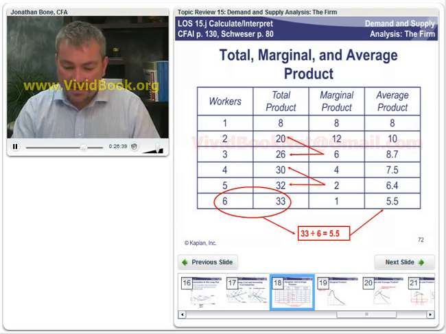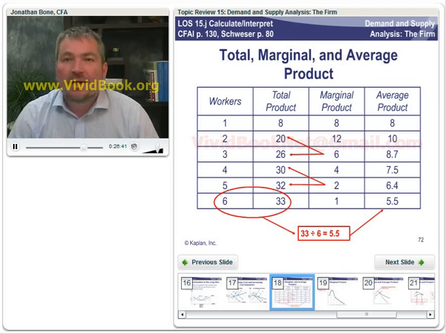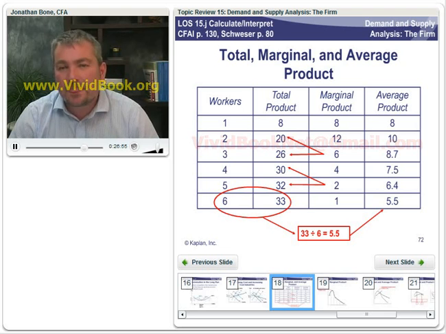Right, we're asked to be able to calculate and interpret total, marginal and average product. So total product is just the total output of your workers. So one worker produced 8 units, 2 workers produced 20 units, 3 workers produced 26 units. Remember, our marginal product is the additional output essentially produced by employing 1 extra worker. So if 1 worker produced 8 units and 2 workers produced 20 units, the marginal product of the second worker must have been 12 units.